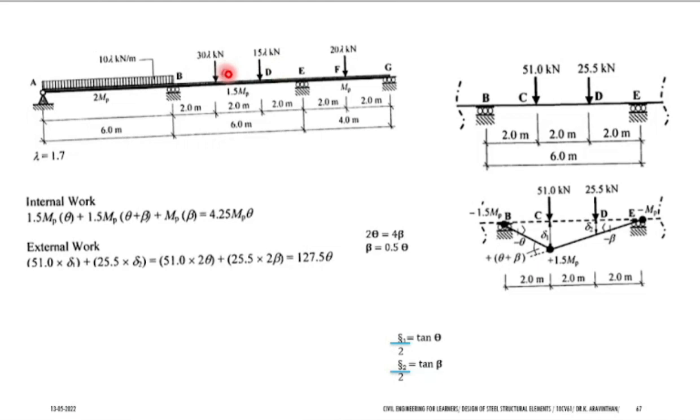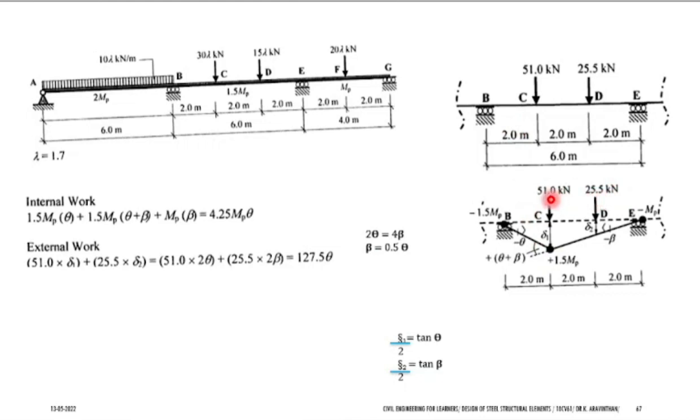Okay, when we are taking this span B and E, they have given 30 lambda, but we have taken 51. Why? So they have given a factor, that is load factor, isn't it? Since they have given a load factor, we have to multiply by that, which is 1.7. Hence we got 51 and 25.5.